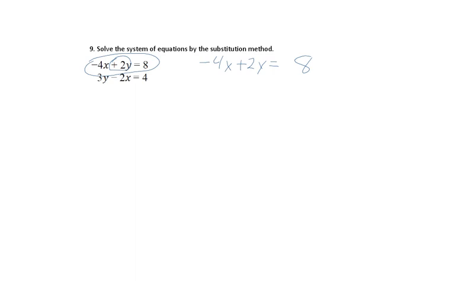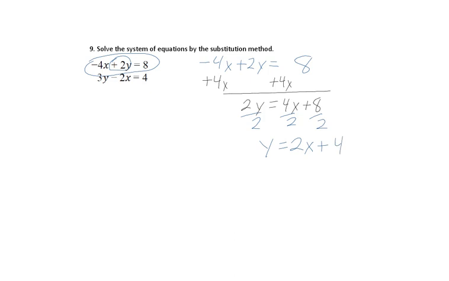So, that means I'm going to have to add 4x to both sides first. So that means 2y will equal 4x plus 8. And then if you divide everything by 2, you get y equals 2x plus 4. Alright, so you got y by itself.